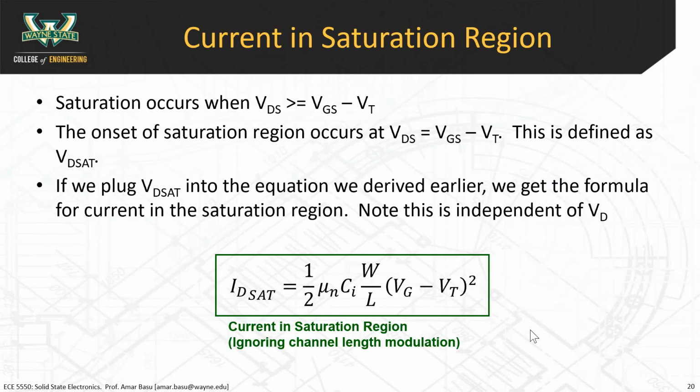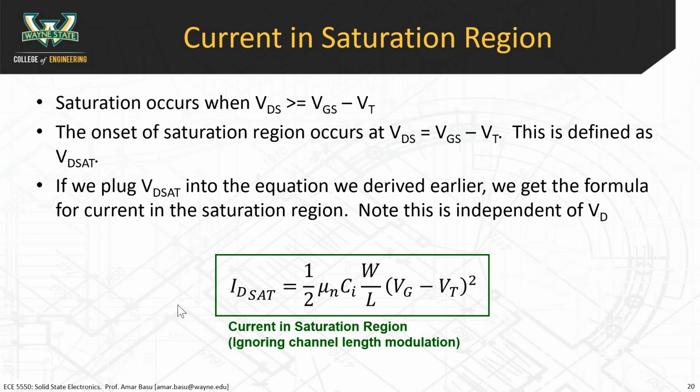Okay, back to here. So saturation occurs when VDS is greater than VGS minus VT. The onset of saturation occurs at VDS equals VGS minus VT, and this is defined as the saturation voltage. So if we plug VD-sat into this equation, we get this formula here.